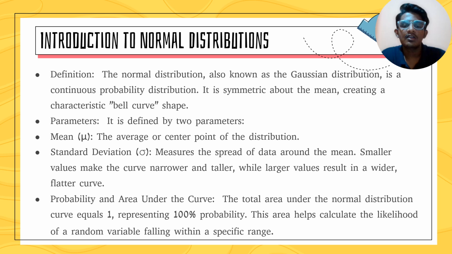Probability and area under the curve. The total area under the normal distribution curve equals 1, representing 100% probability. This area helps calculate the likelihood of a random variable falling within a specific range.